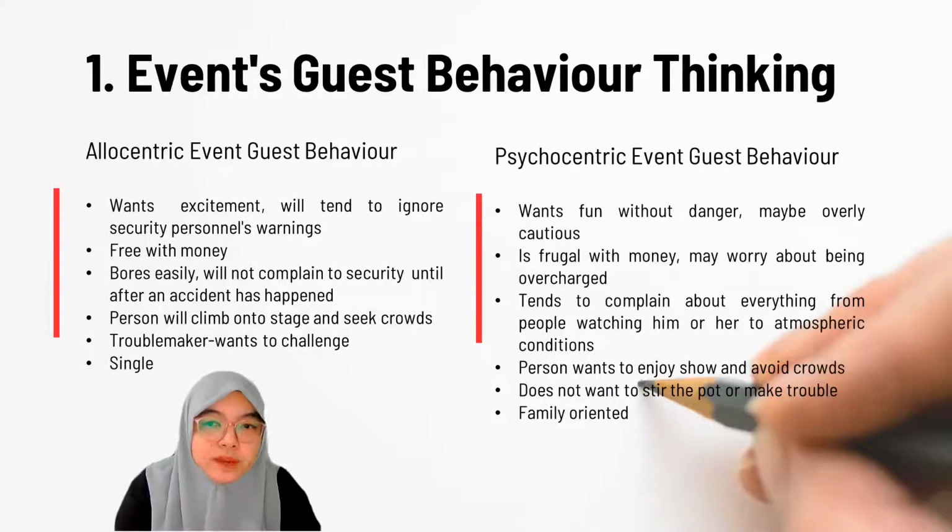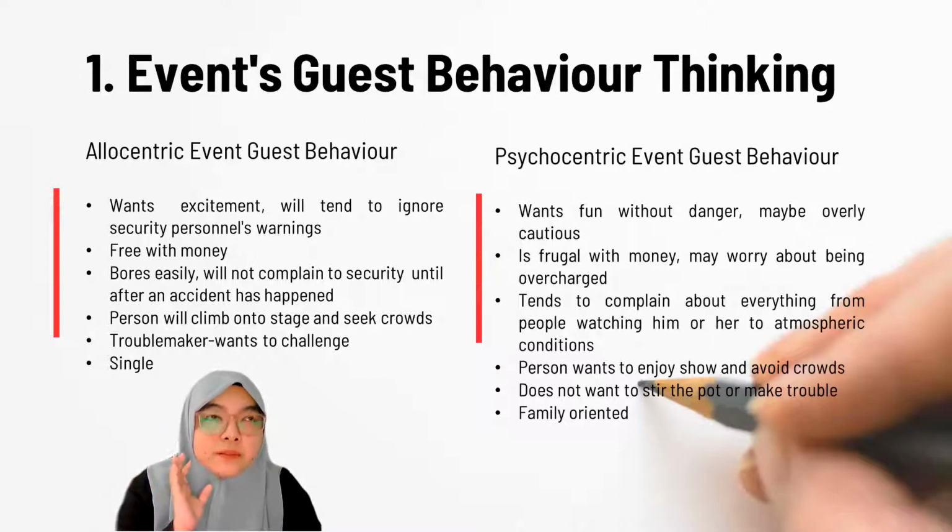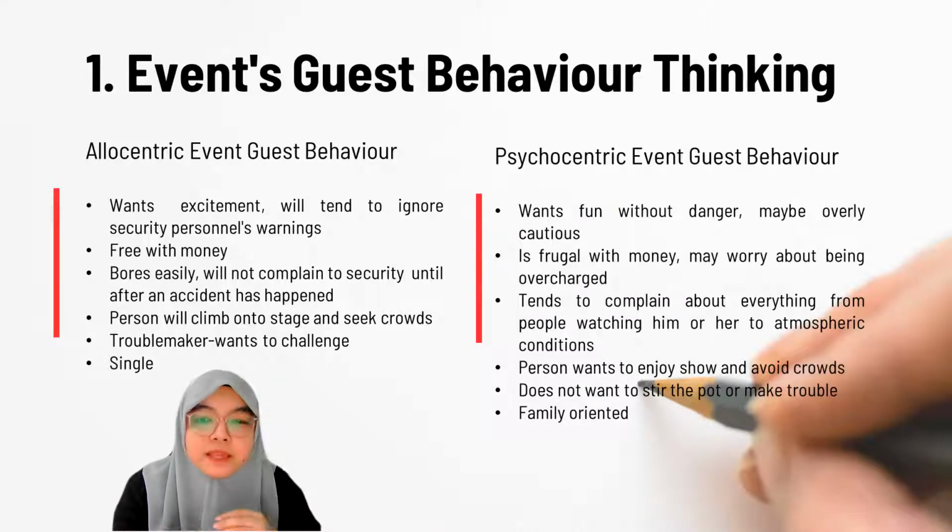Okay, and then number 2, free with money, meaning sometimes these allocentric people do not really care about money. Maybe they don't mind if they are overcharged, or they will spend on something caused by their behavior. It is different with psychocentric people, who are frugal with money and may worry about being overcharged, meaning they are cautious and taking care of their money because they worry about being overcharged or something else relating to that event. Okay, so these allocentric people bore easily and will not complain to security until after an accident has happened. It means they are not the people that always sit at one place for a long time.